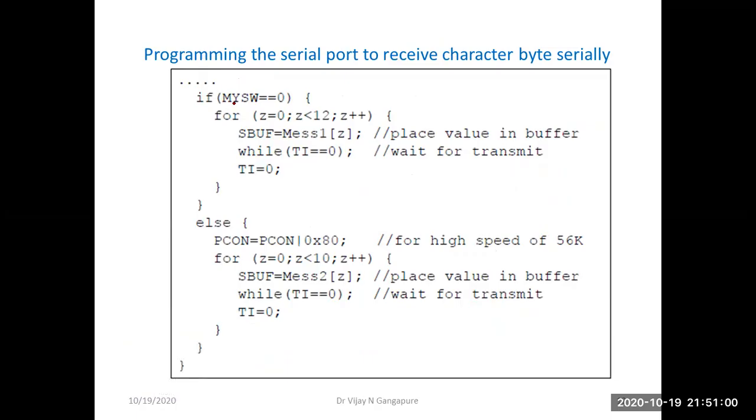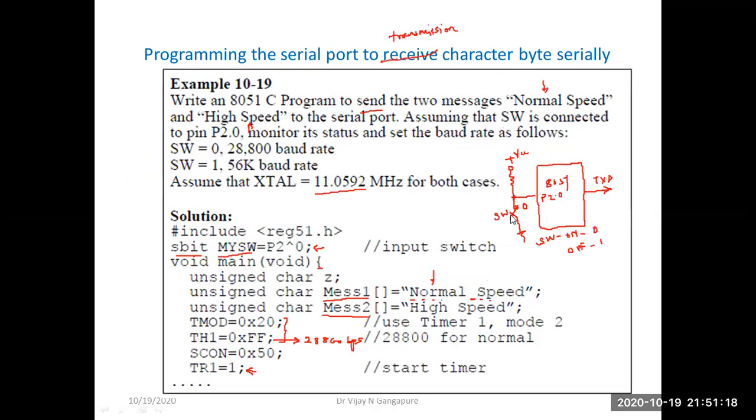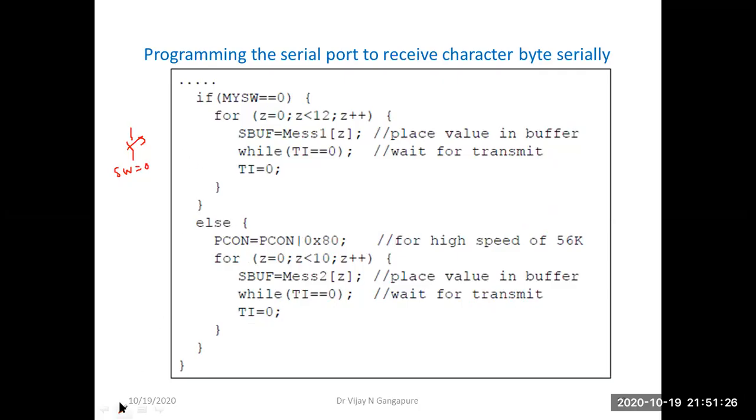Next, I am checking the switch position. Okay, if in parenthesis my SW is equal to 0, means if the switch is on. If the switch is on, this will be 0, as in this diagram. If this switch is on, this pin will be connected to ground, and here we are inputting 0. So we are checking here whether the switch is on or off.